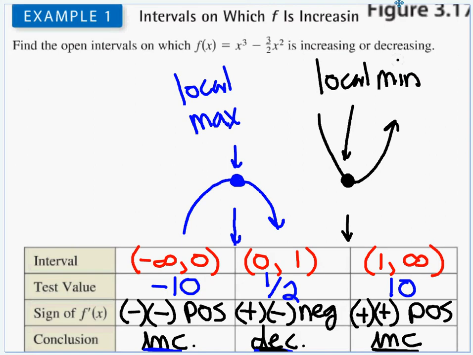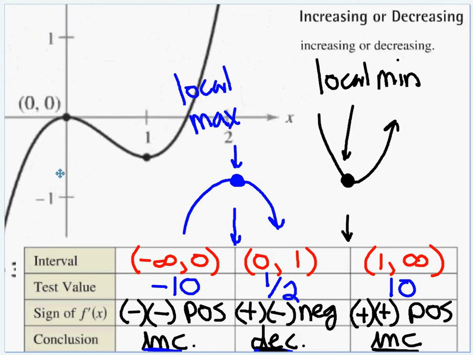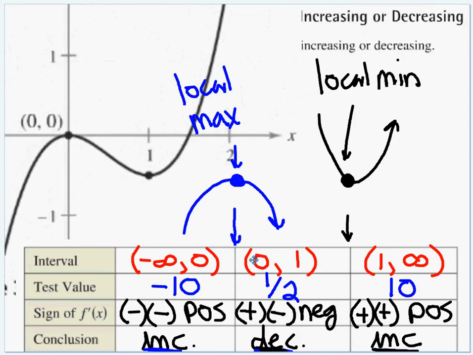So let me bring down the graph. And there it is. We could have put the 0 into the original function and got our y output of 0. We'd know we're at the origin. If we put 1 back into the original function, we would get, looks like, negative a half. So that is going to greatly help our ability to graph nice graphs.